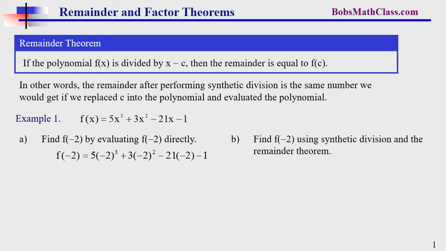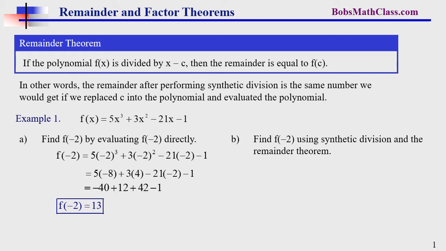We need to do the exponents first, so negative 2 cubed is negative 8. Negative 2 squared is 4. So that gives us 5 times negative 8 plus 3 times positive 4 minus 21 times negative 2 minus 1. Now our multiplication, 5 times negative 8, that's negative 40. 3 times 4 is positive 12. And negative 21 times negative 2 is positive 42. Put those all in, and you should get positive 13. I would just use my calculator, right?